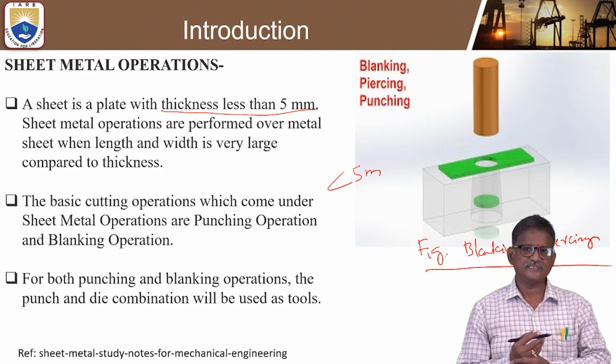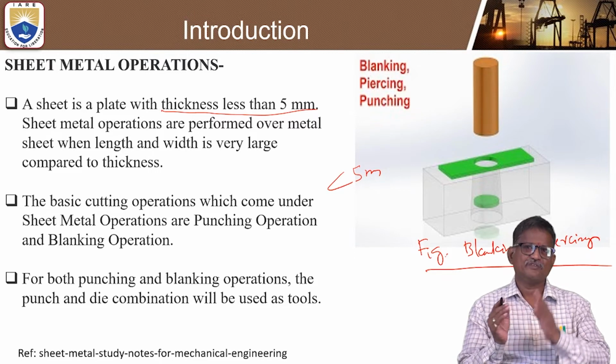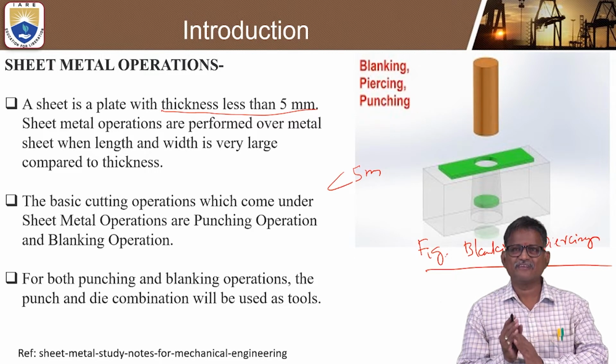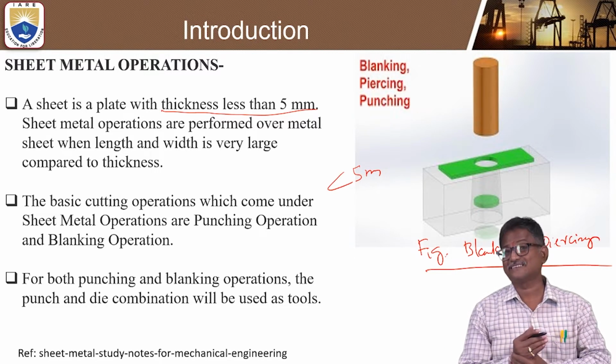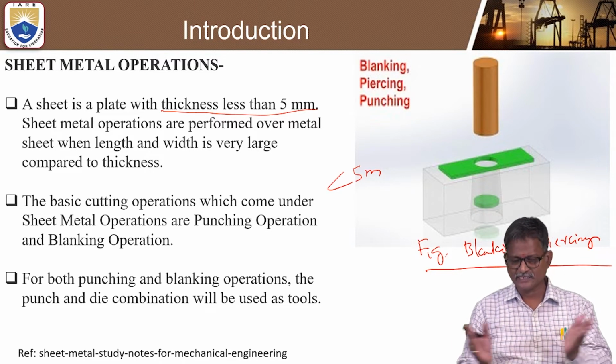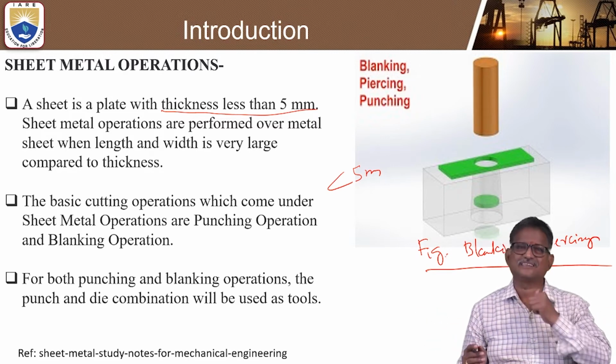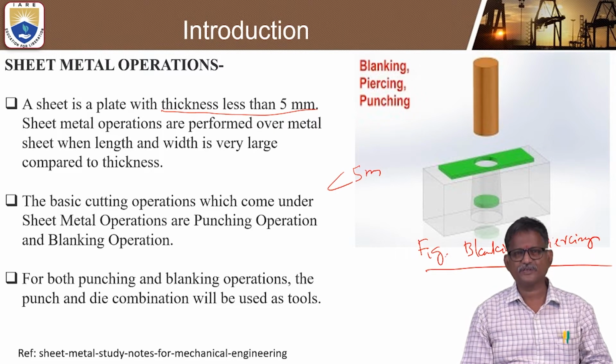All this comes under the sheet metal operations, which are performed over a metal sheet when the length and width are very large compared to the thickness. But the thickness is always less than 5 mm, and the width and length should be very large compared to the thickness. That is the basic introduction of the sheet metal operation.